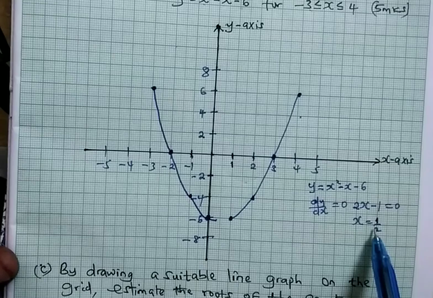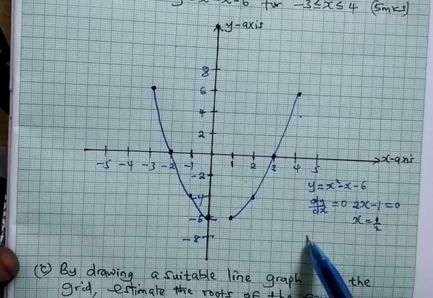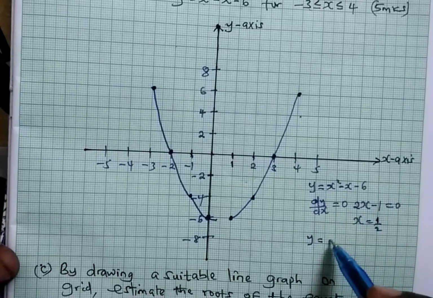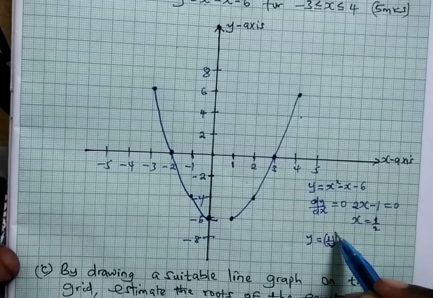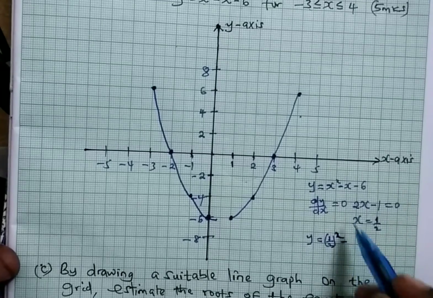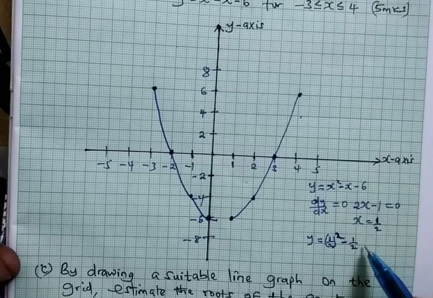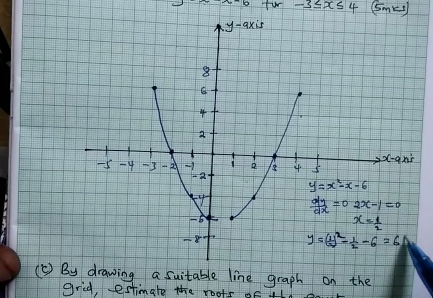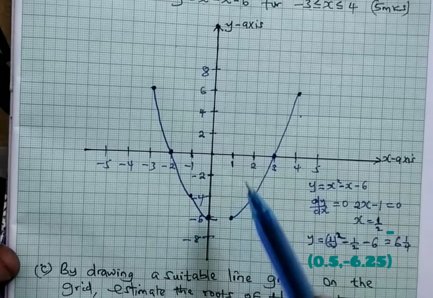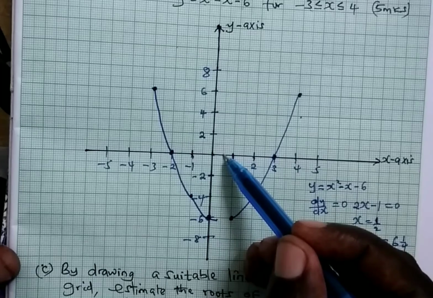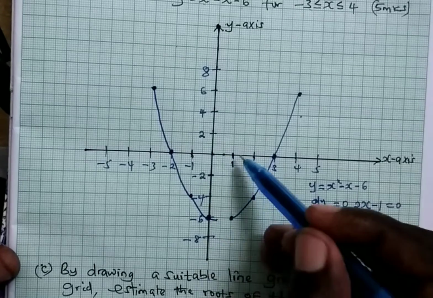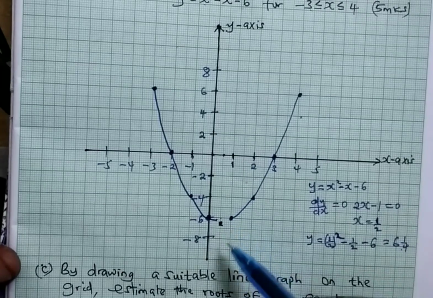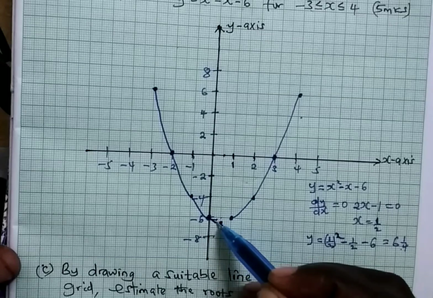Once we have x as +half, we will now get the value of y, and to get the value of y, we are going to take the value of x and substitute it back. So we have half squared minus the value of x, which is half, then of course minus 6, and if you work out this one, it is going to give you -6 1/4. So when x is 0.5 or half, y is -6 1/4, and in this case, -6 1/4 is somewhere here, and therefore now we can join this particular point here.